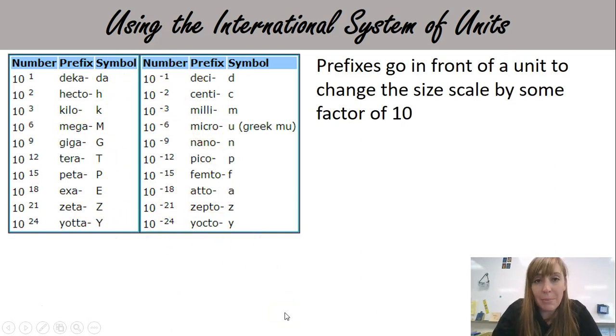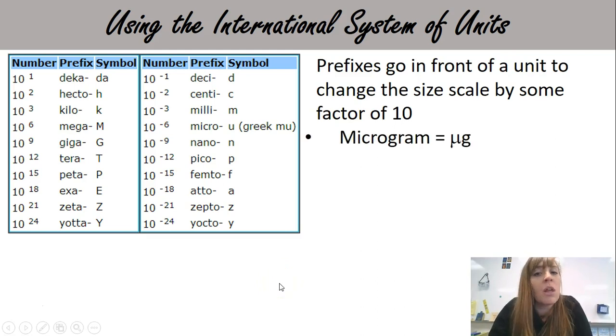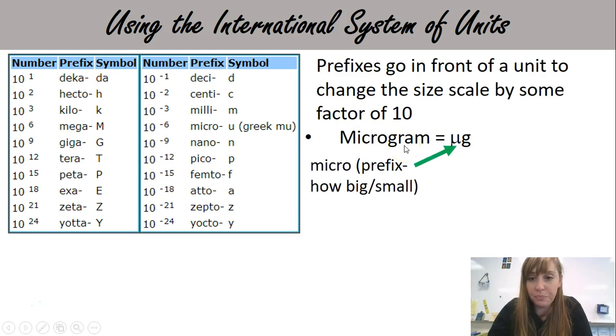Now you will not need to memorize these in my academic chemistry class. I will give them to you on any test, but you do need to know how to use them. So for example, microgram. If you see this, you see that micro is up front. A prefix is always in the front, and then the base unit is always in the back. It could be grams, meters, liters, whatever it is, but it's the prefix and then the base unit.